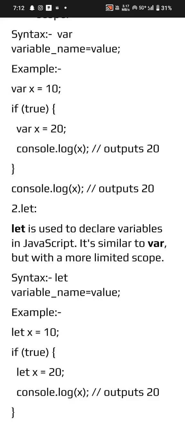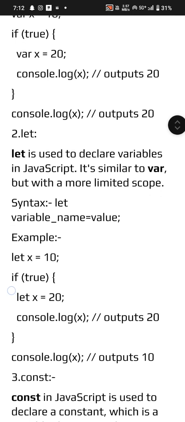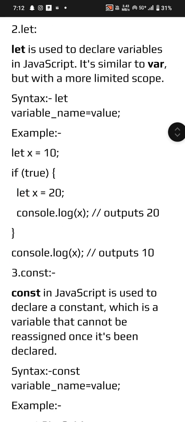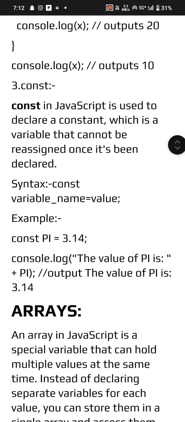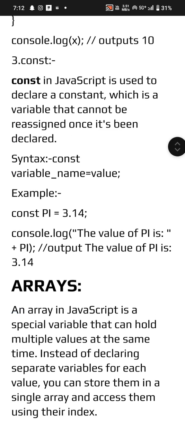Next is let, which is similar but limited to block scope. For example, let x = 10. Change it inside a block, and the original value remains unaffected outside the block. Finally, const is used to declare constants, variables that cannot be reassigned once defined. For example, const pi = 3.14. It's great for fixed values like mathematical constants.